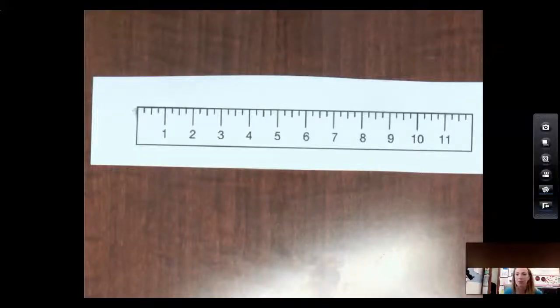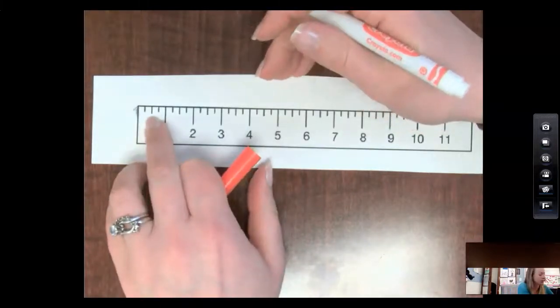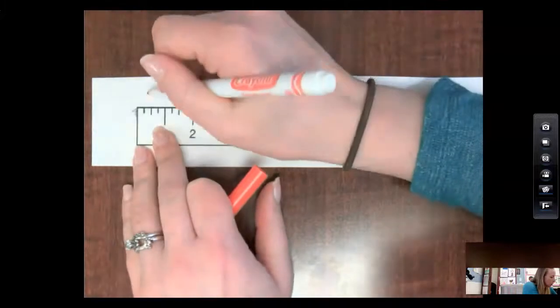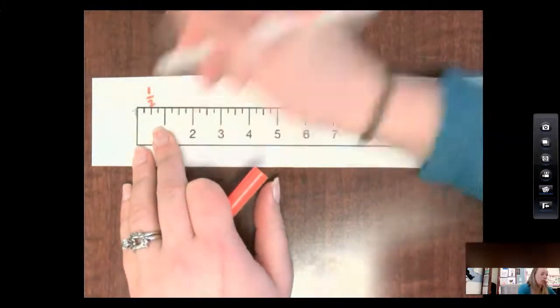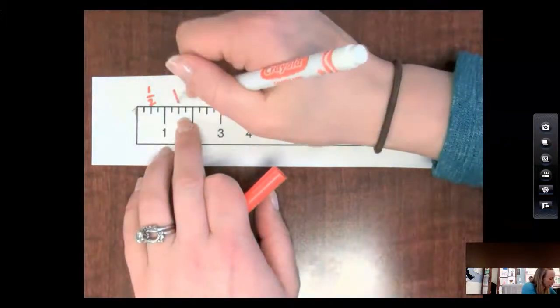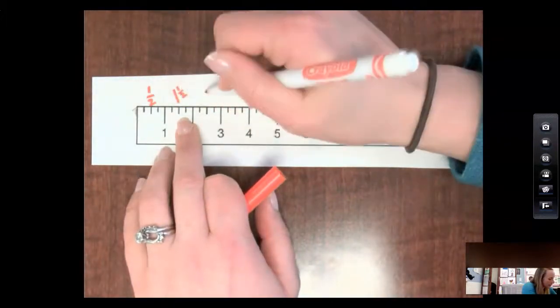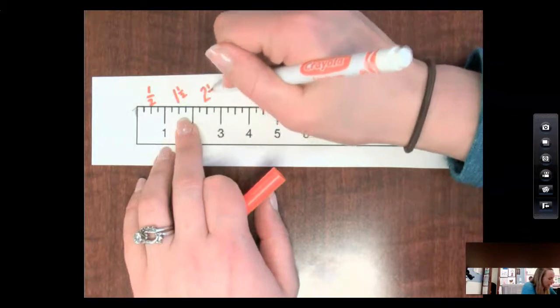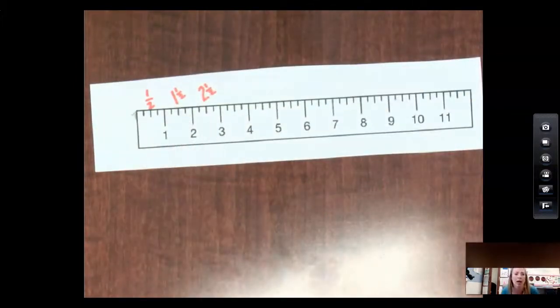This ruler should be familiar because we talked about it yesterday, that the bigger line in between the two little lines is called a ½ inch. And we know that there is a ½ inch in between all of these. So this is 1.5 and this is 2.5. Okay, so we learned that those lines are called a half.